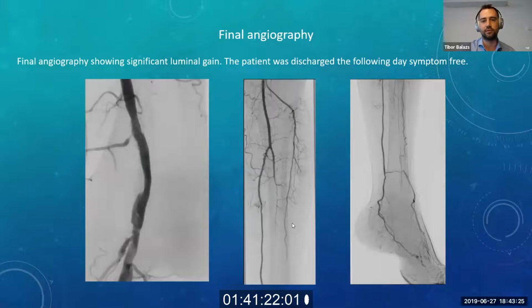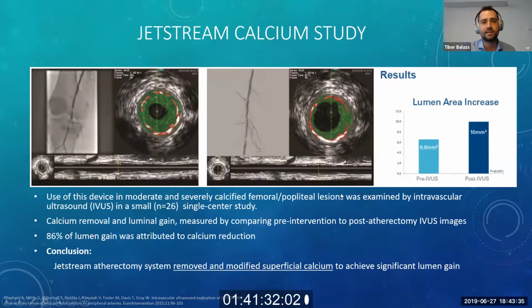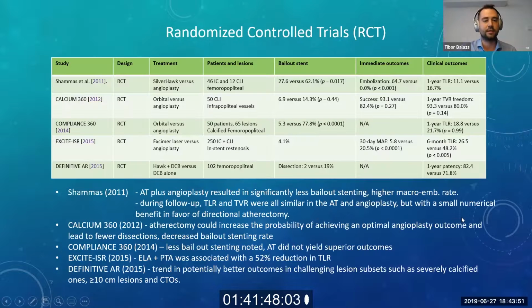This is the final angiography, improved below the knee result, and from the posterior tibial there's ADP filling as well. So the JetStream calcium study investigated the effect of the catheter by IVUS investigation before and after the treatment, and the conclusion was the JetStream atherectomy system removed and modified superficial calcium to achieve significant luminal gain.